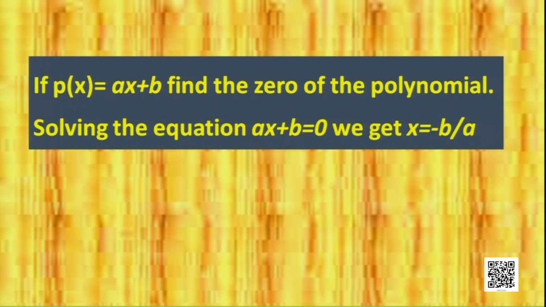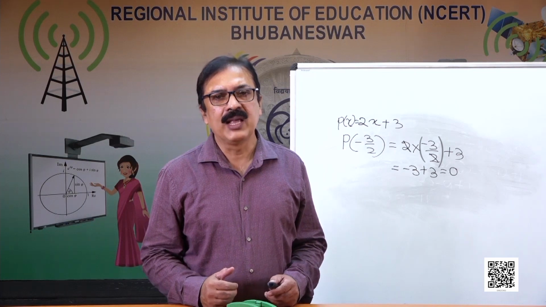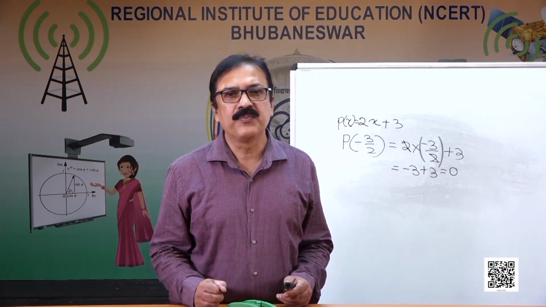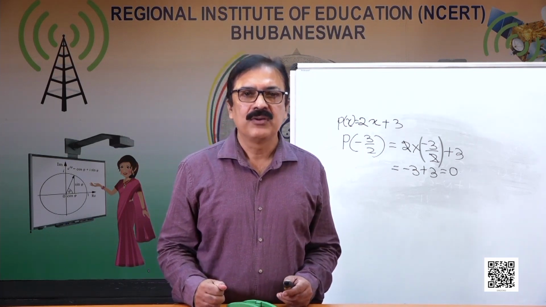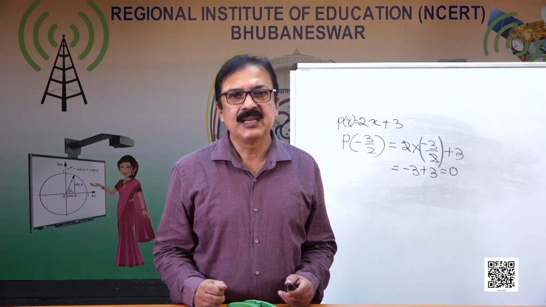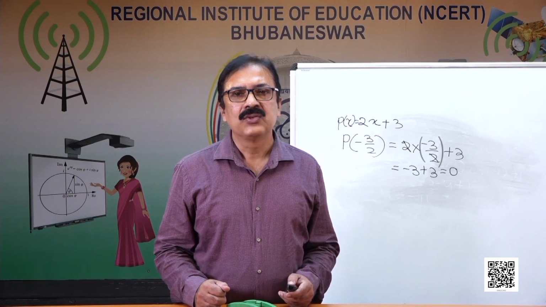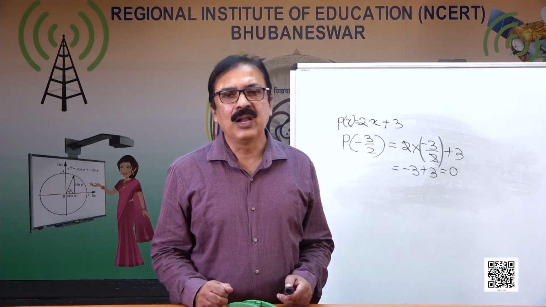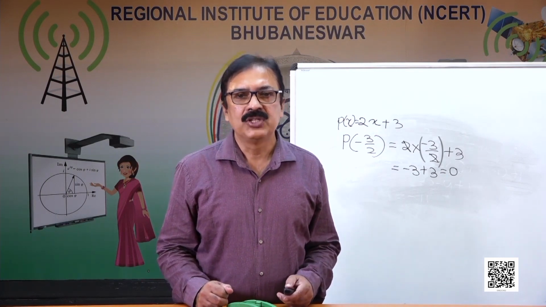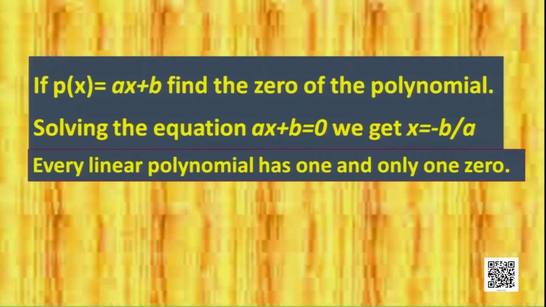Is there any other value of x for which this ax plus b will become 0? No, as this is a linear polynomial, it has one and only one 0 possible. So every linear polynomial has one and only one 0.